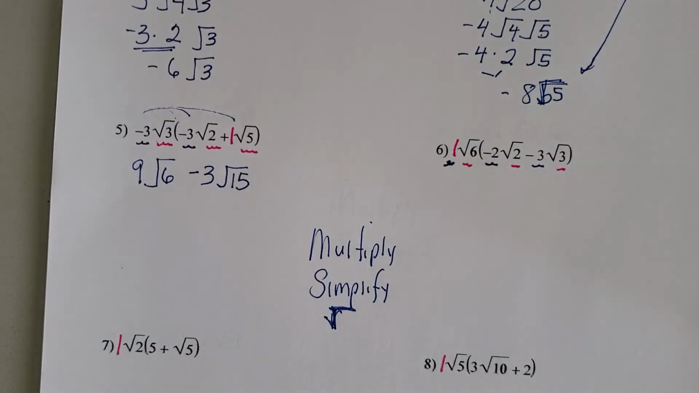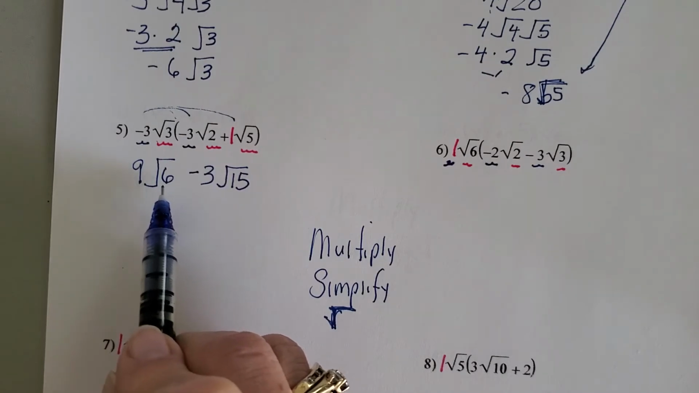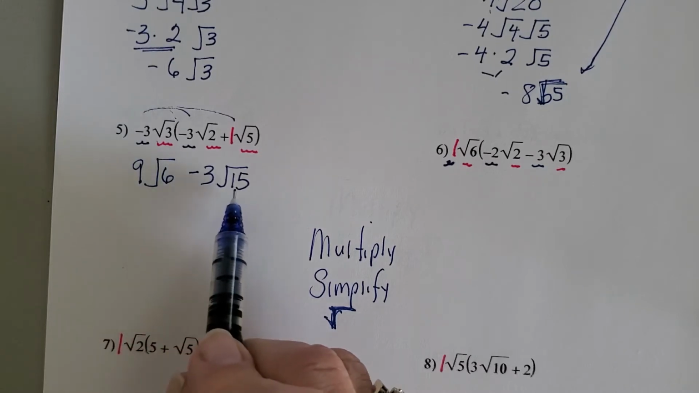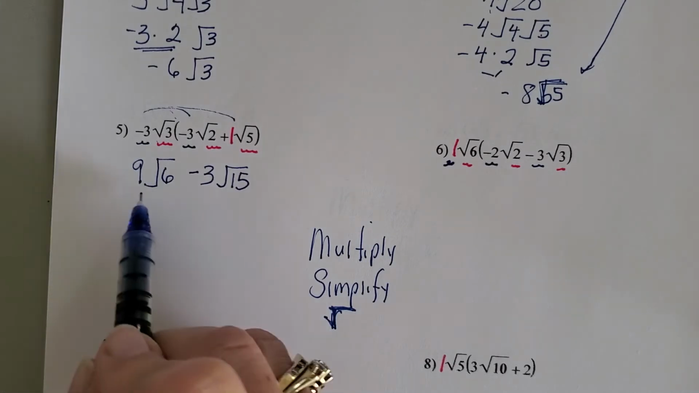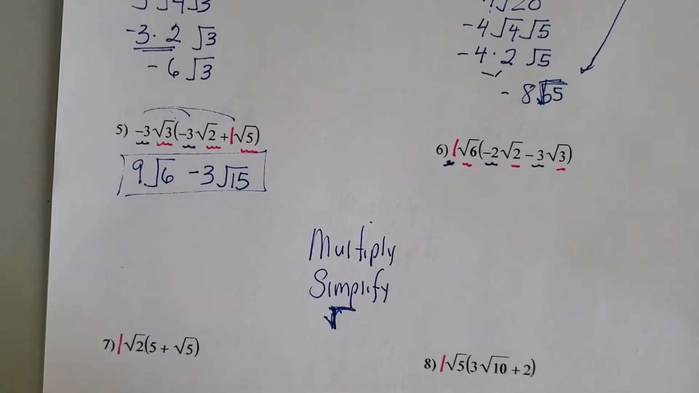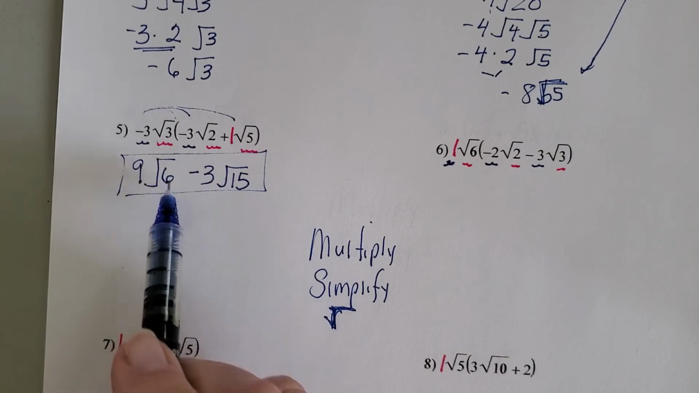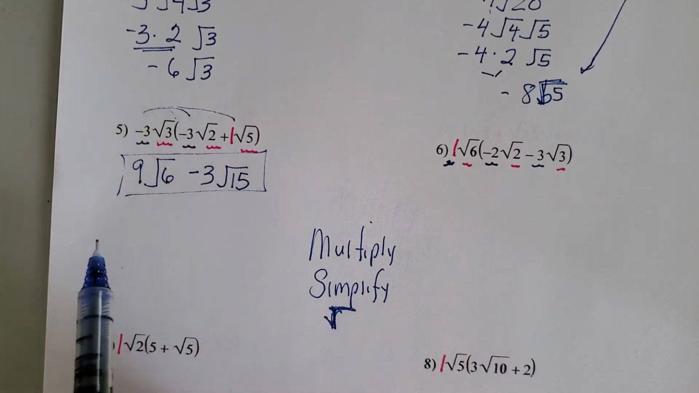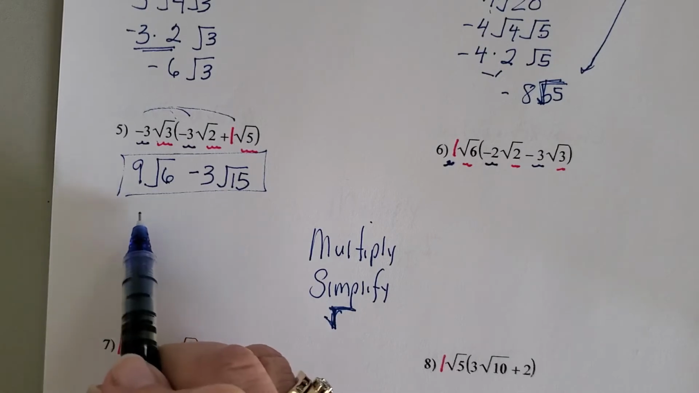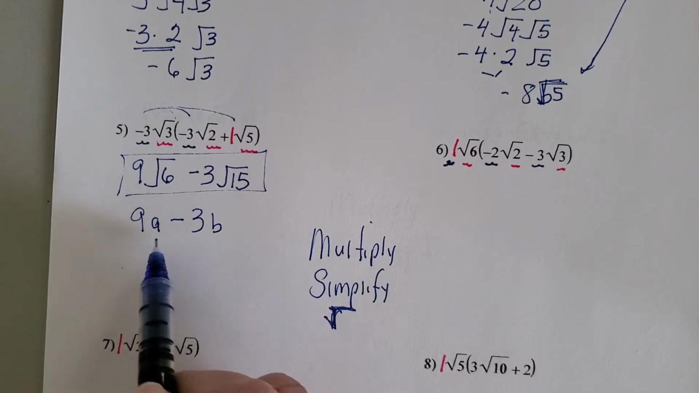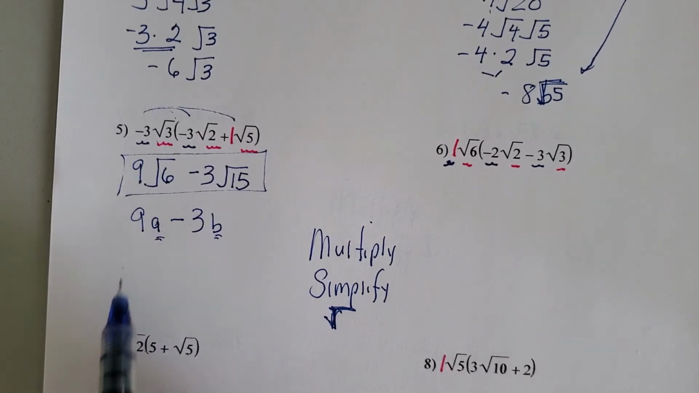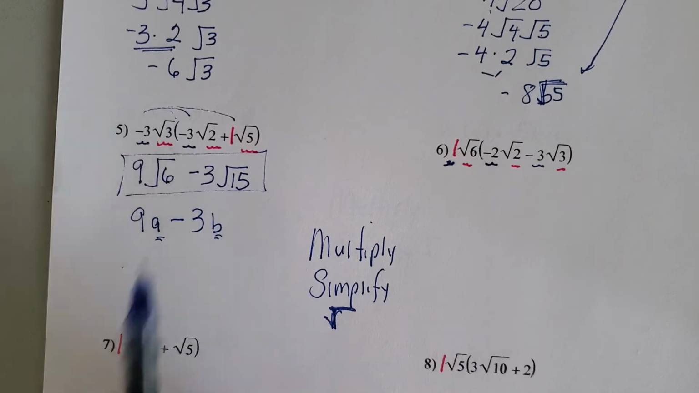And then we have to look at this to see if there's anything we can simplify. Can we factor 6 using a perfect square? No. We can do 2 and 3, but they're not a perfect square. And 15, same thing. 5 times 3, but neither one is a perfect square. So this would just be our answer. We can't add these together because they don't have the same radical. Just like we can't add variables that aren't the same. This would be like if we had a 9a minus 3b, we wouldn't be able to add them because the variable's not the same. We can't add these because the radicals aren't the same.